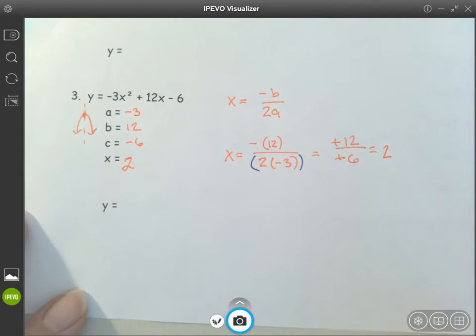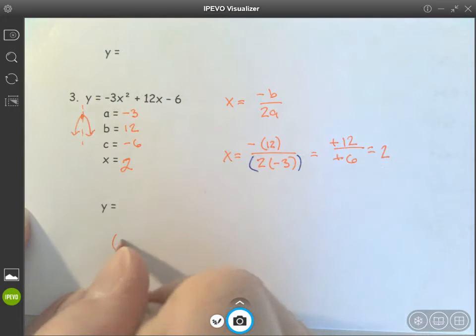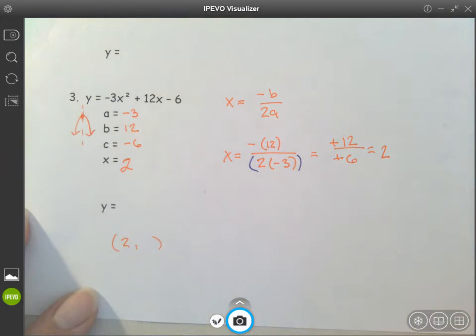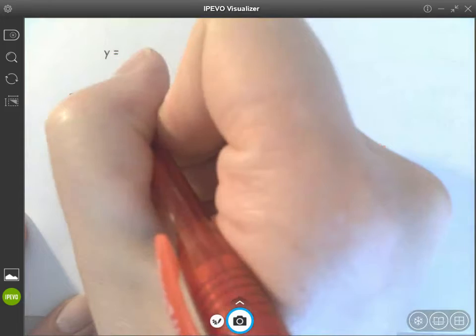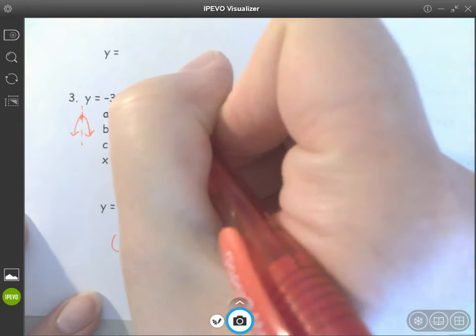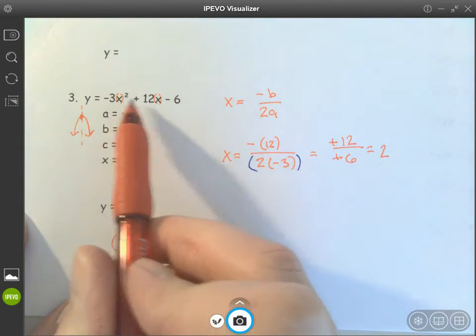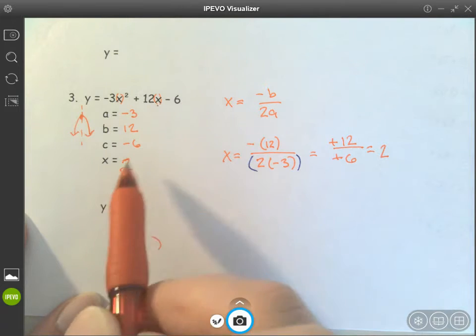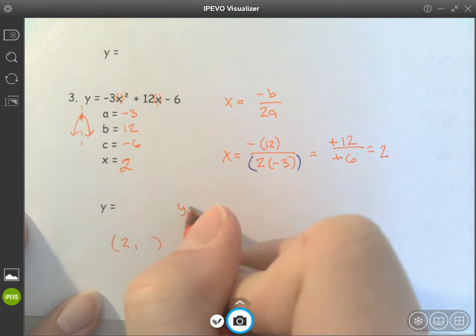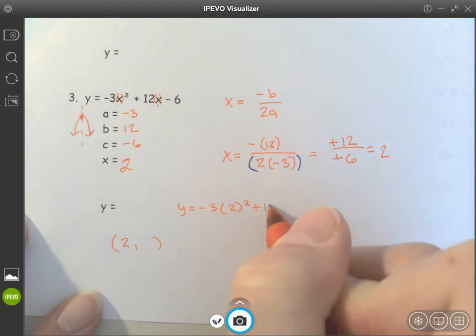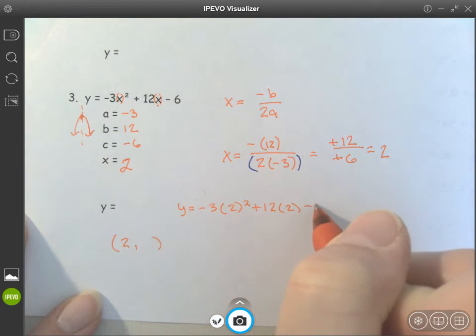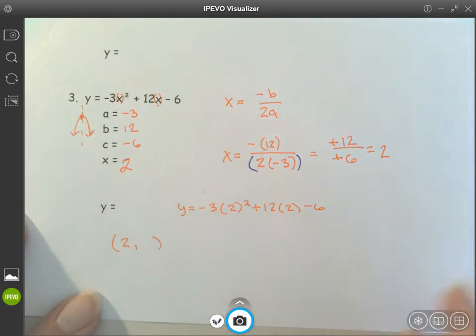Now, how do I find the y value? So this would be my ordered pair, 2 something. How do I find the y value? Replace the x's in the y equals formula with 2. Exactly. So everywhere you see an x in your standard form of a quadratic, you're going to replace it with a 2. So we would have y equals -3 times 2 squared plus 12 times 2 minus 6. Once we find the x value, we just plug it in.